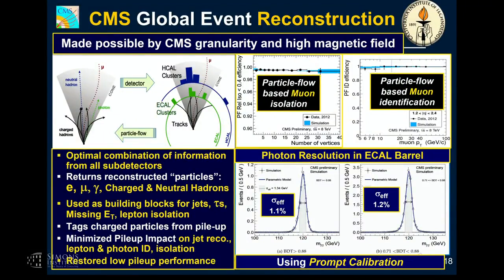As time went on, by about 2011 to 12, the time of the discovery, instead of just using the characteristics in the different layers, we started to use them all together. There was this global event reconstruction, which we call particle flow, which was using all the information in the different layers to come up with what are called reconstructed particles, electrons, muons, photons, charged and neutral hadrons, and then to use them as building blocks from which we could say that these are jets of particles, that there's some missing transverse energy, maybe a sign of new physics, or just the usual effect of neutrinos in the event.